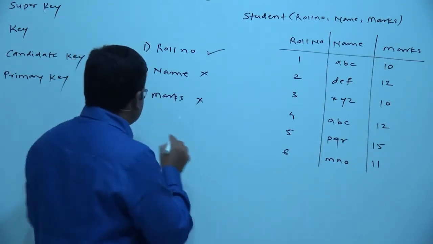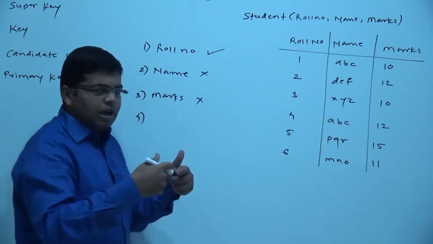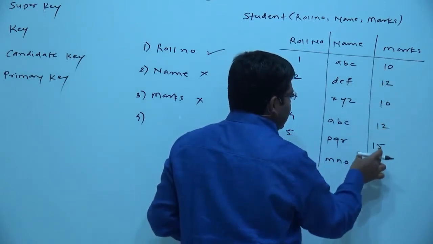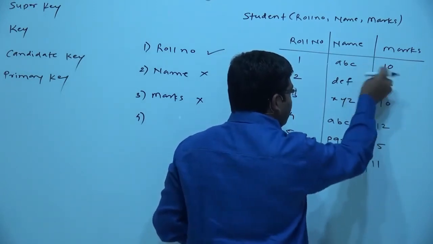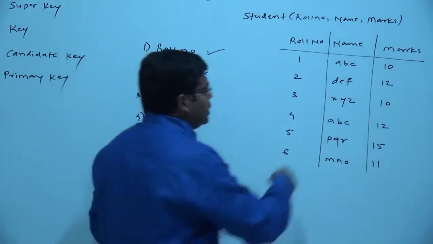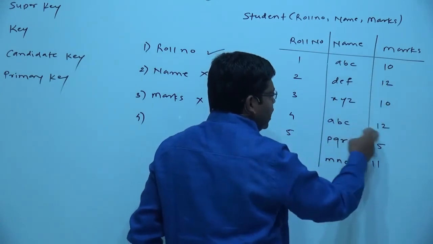And now we will do something less basic. We will combine these 2 attributes and we will see whether the combination of these 2 attributes can uniquely identify the tuple or not. So even though ABC is repeating twice, one of the ABC has got 10 marks and another ABC has got 12 marks.